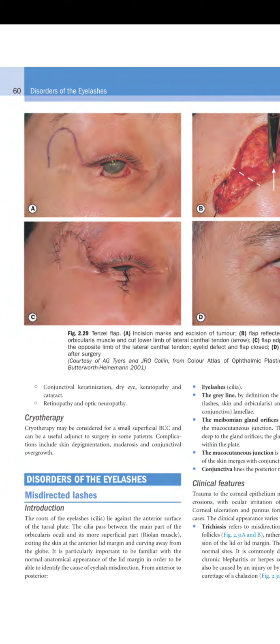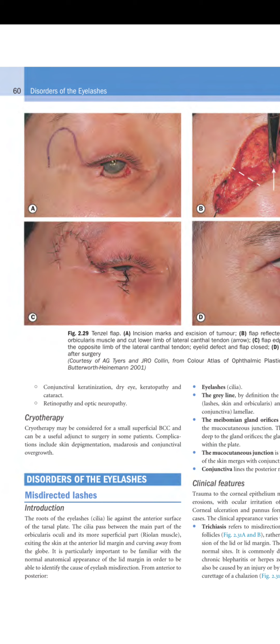Kanski lecture series, Eyelid part 6. In this part we are going to discuss the disorders of the eyelashes, misdirected lashes. Misdirected means that lashes are normally in a single row and directed outwards, but in the case of misdirection there can be a problem in the direction of the lashes. Introduction.